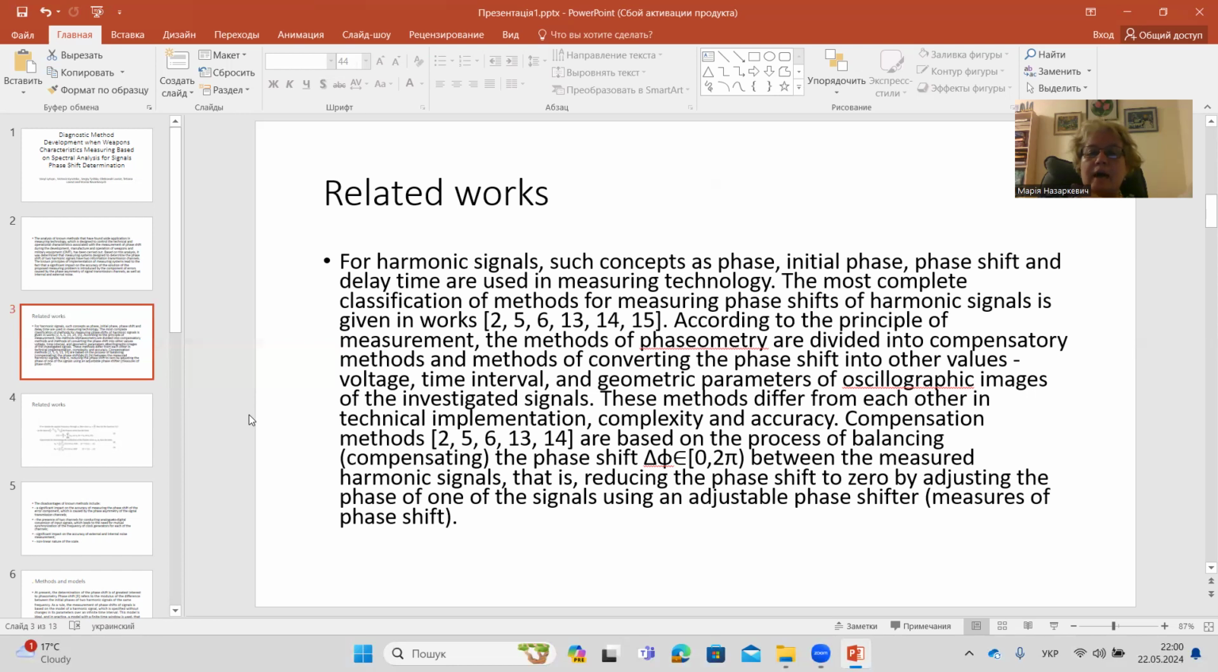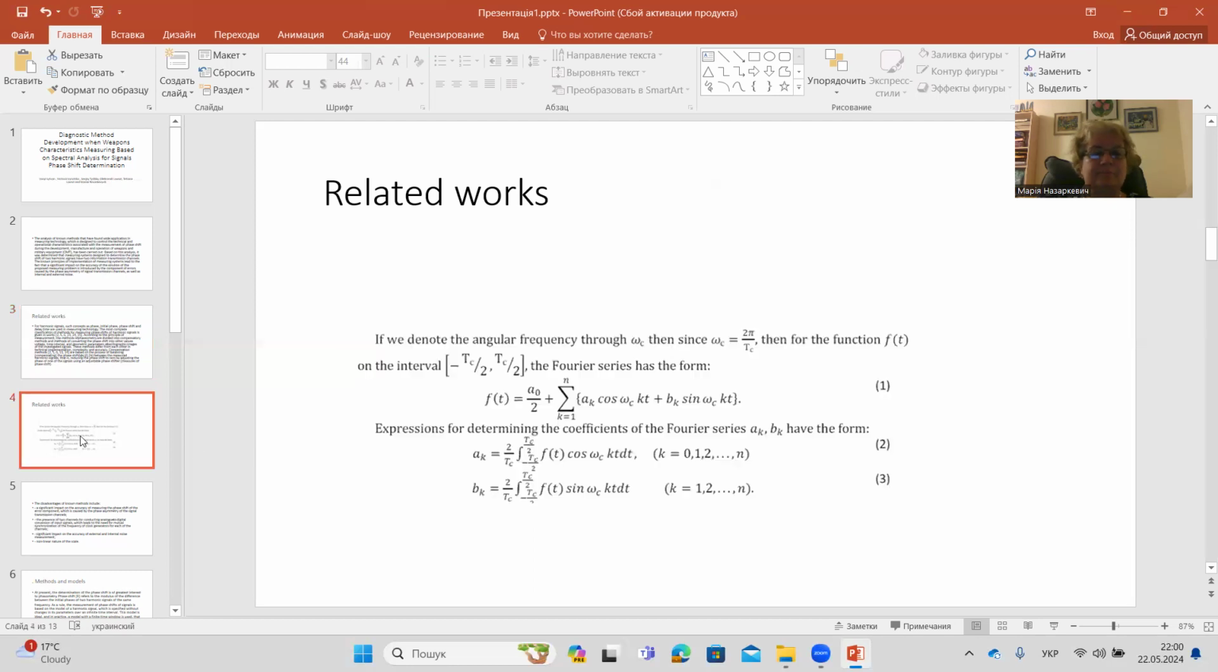Compensation methods are based on the process of balancing compensation, where the phase shift delta phi not equal to 2π between the measuring harmonic signals is reduced to zero by adjusting the phase of one of the signals using an adjustable phase shifter.